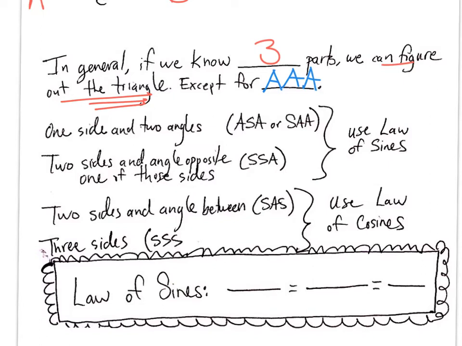The law of sines says that the sine of angle A over side A will equal sine of angle B over side B will equal sine of angle C over side C. So there is our law of sines, and we're going to turn the page and work through 2 examples.